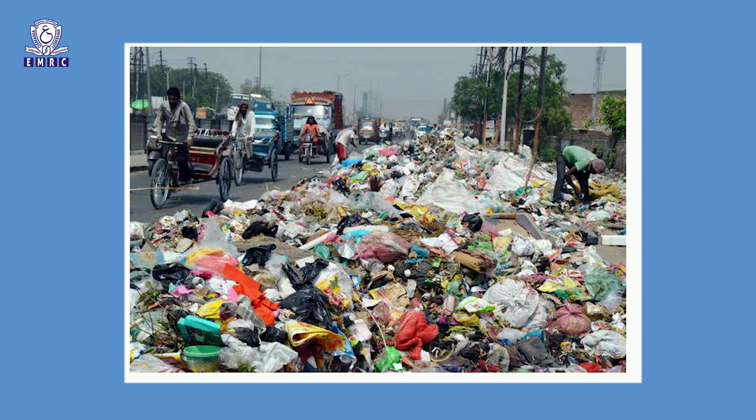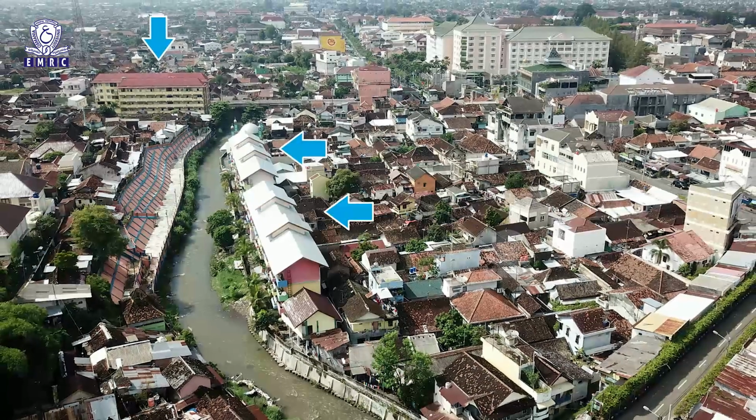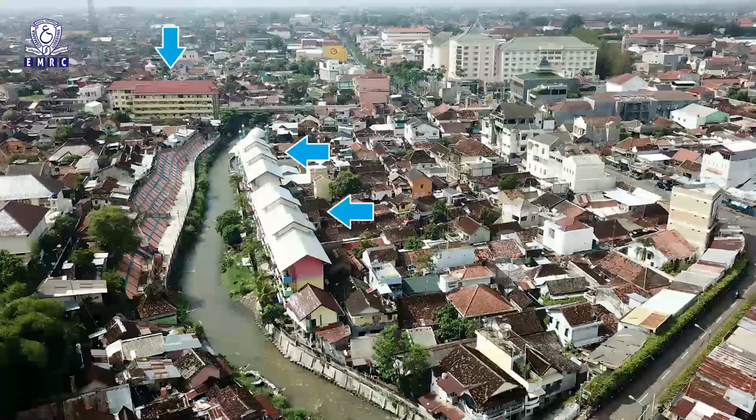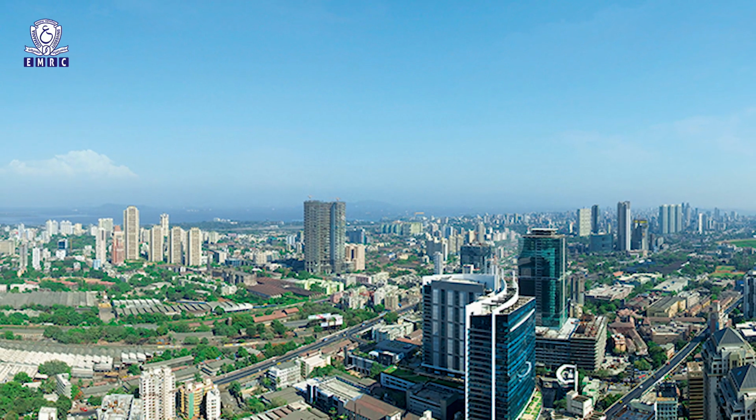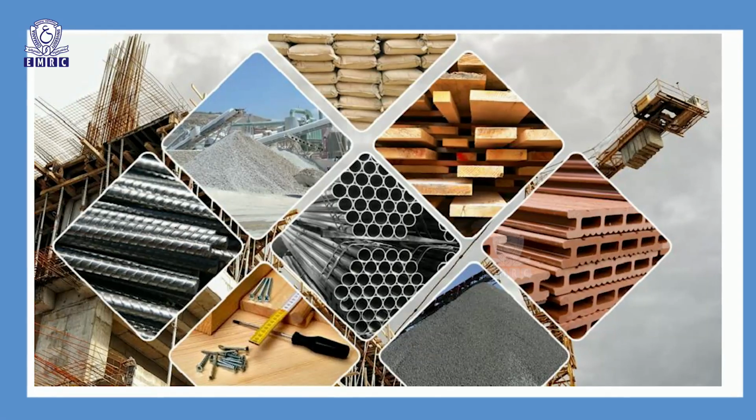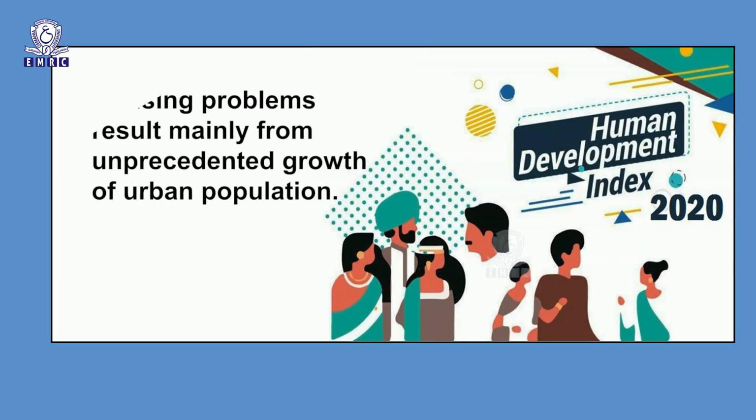The housing problems and the housing needs are manifested in overcrowding, poor and inadequate social amenities, unsatisfactory and unwholesome environmental conditions, and urban uncleanliness. They also include the absence of open space, the development of the land area leading to overcrowding of buildings, inaccessibility within residential areas, and scarcity and high cost of building materials. According to Human Development, housing problems result mainly from the unprecedented growth of urban population.